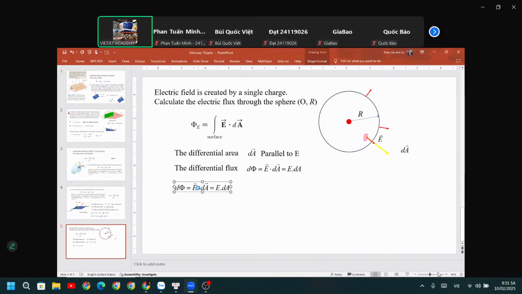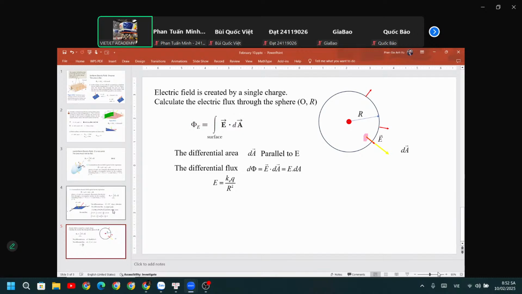Now, the electric field at this point is E equal to KE Q. Let's say the charge of the particle is Q, divided by R squared, right? Where did you have that? In the previous chapter, okay? Electric field created by a single charge at the distance R. So you have d phi is E dA, but E is this.